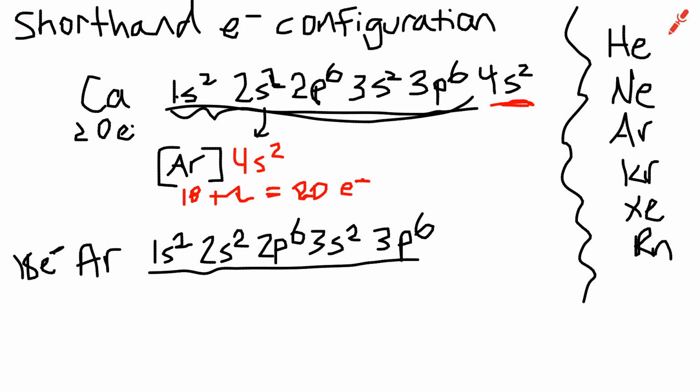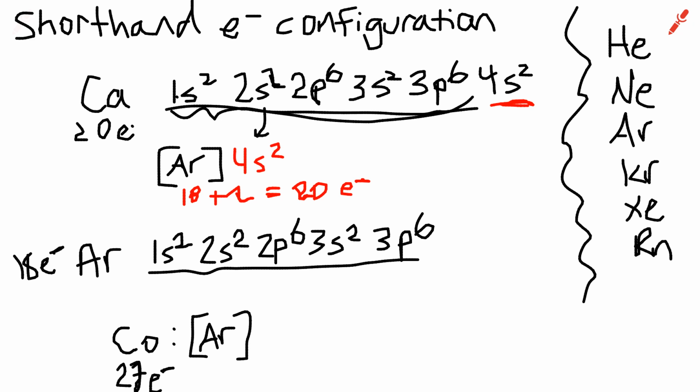So let's say that we wanted to write the shorthand configuration for cobalt. We actually looked at an example like cobalt before. So again, what we do is we look for the noble gas that comes before cobalt. Cobalt's number 27 on the periodic table, so 27 electrons. The noble gas that comes before it is argon again, so we write argon in brackets.